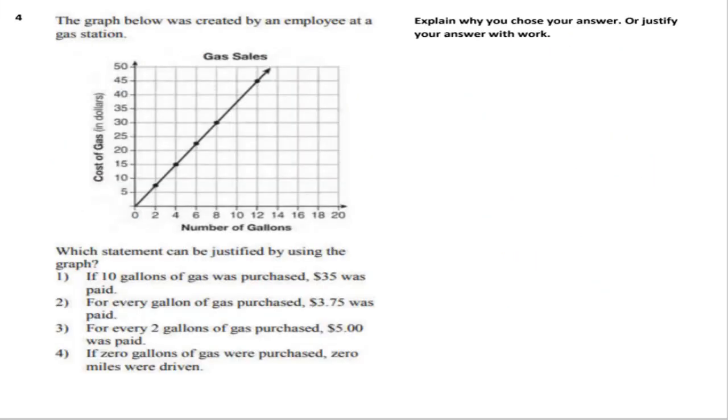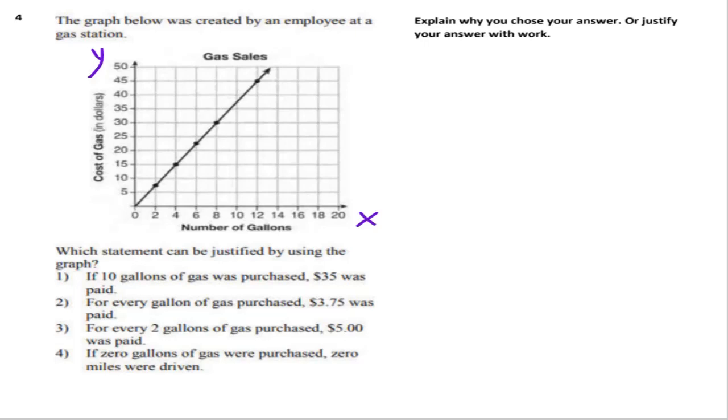Alright, question number 4. The graph below was created by an employee at a gas station. I'm going to look and see what it says. It's got cost of gas on the y-axis. It's got number of gallons on the x-axis. That makes sense because the cost of gas depends on the number of gallons. Which statement can be justified by using the graph?